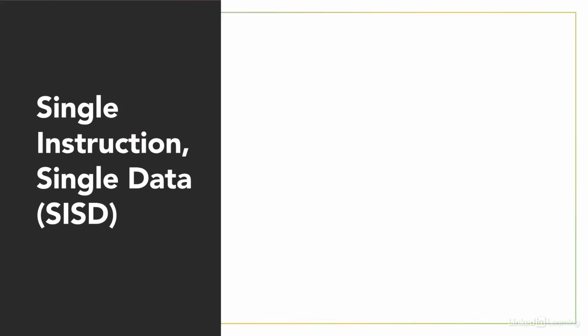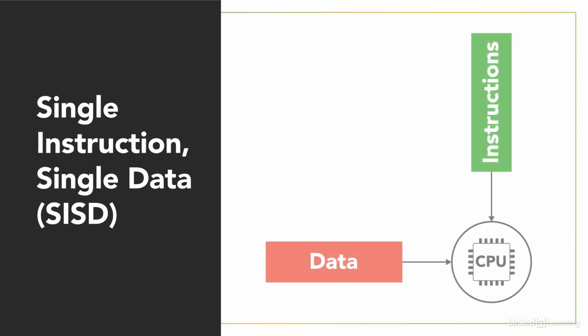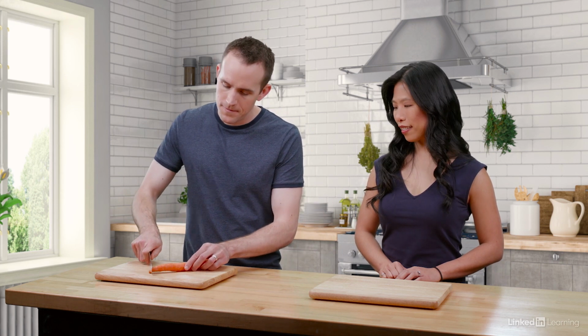The simplest of these 4 classes is the Single Instruction, Single Data, or SISD architecture, which is a sequential computer with a single processor unit. If I'm an SISD computer, at any given time, I can only execute one series of instructions, such as chopping, and I can only act on one element of data at a time, this carrot. It's simple, like an old computer.